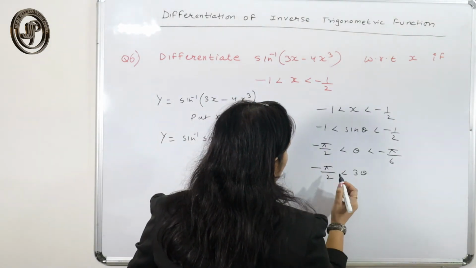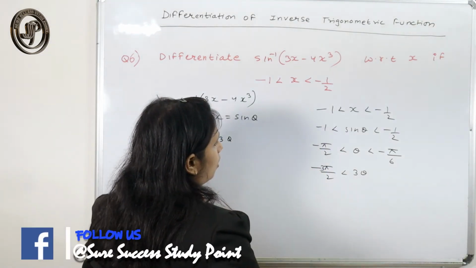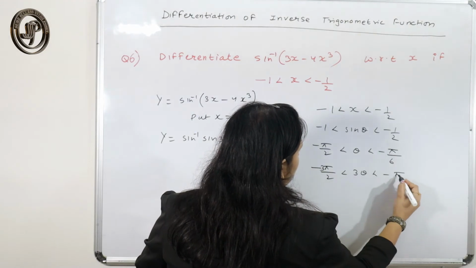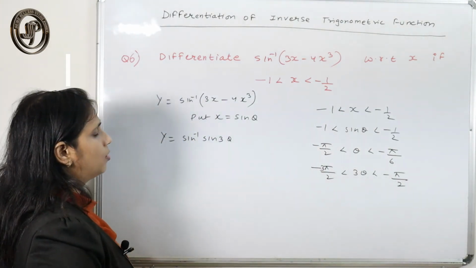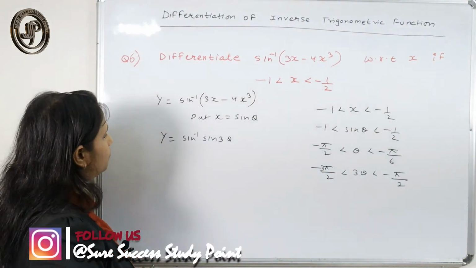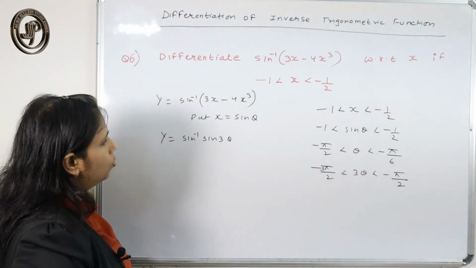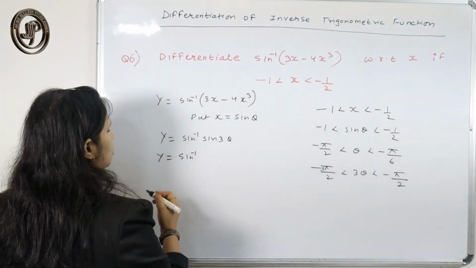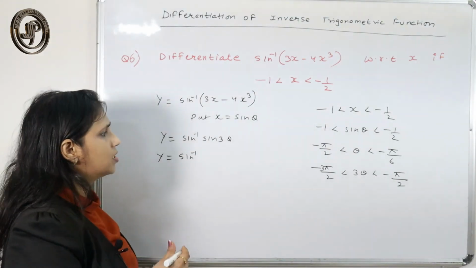If you multiply by 3, you will get 3 pi by 2 here, and here, multiplying by 3, you get -pi by 2. So this does not lie in the range of sin inverse x, sin inverse sin 3 theta. So what can we do? We can write this as sin inverse, if I write this as pi minus theta, now pi minus sin theta.